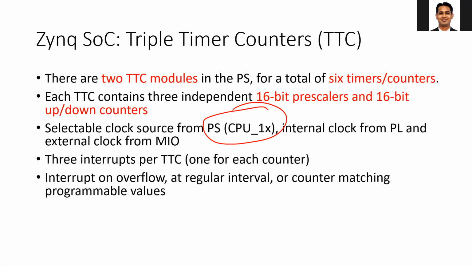It can generate multiple types of interrupts, and each TTC can generate 3 interrupts, one for each counter. For example, it can generate an interrupt when the timer or counter overflows, or it can generate it at a regular interval, like we did in the private counter, at regular time when it goes to 0. Or you can generate the interrupt when the counter matches a particular value.